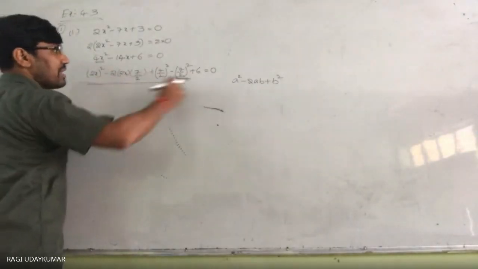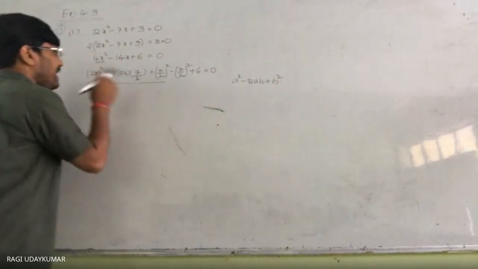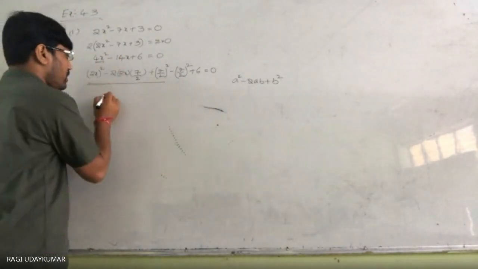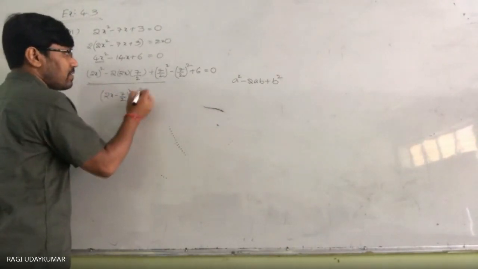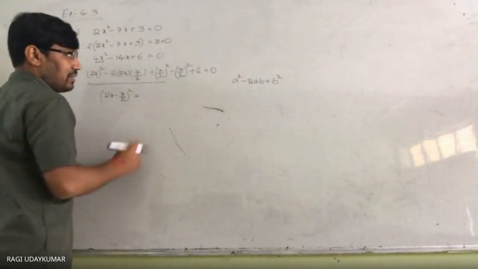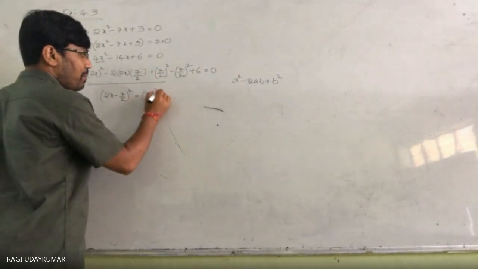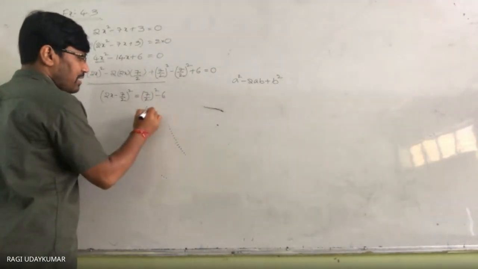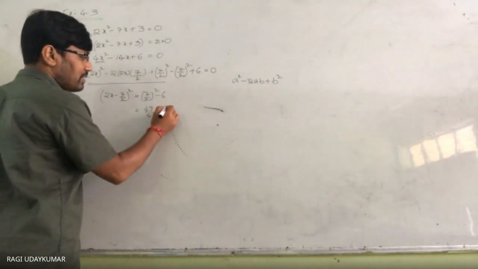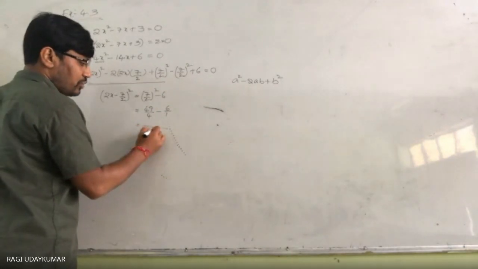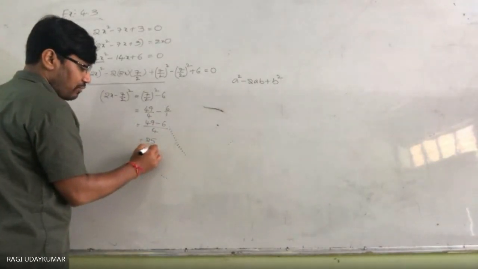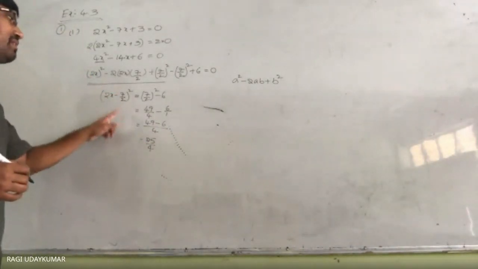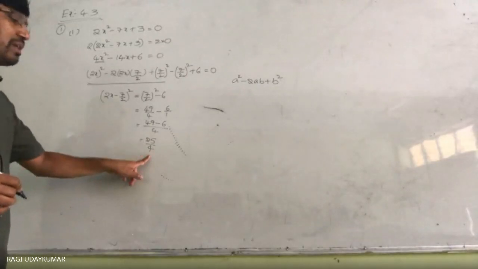Yes, sir. See here, whenever you take this, it is in the form of a square minus 2ab plus b square. In the place of a is 2x, in the place of b is 7 by 2. So you can write it as 2x minus 7 by 2 whole square is equal to these two terms, sent to the right-hand side. So 7 by 2 whole square minus 6 we are going to get. Simplify this, 49 by 4 minus 6 by 1, which is equal to 4 as denominator, 49 minus 24 which is equal to 25 by 4. So 2x minus 7 by 2 whole square equals 25 by 4.